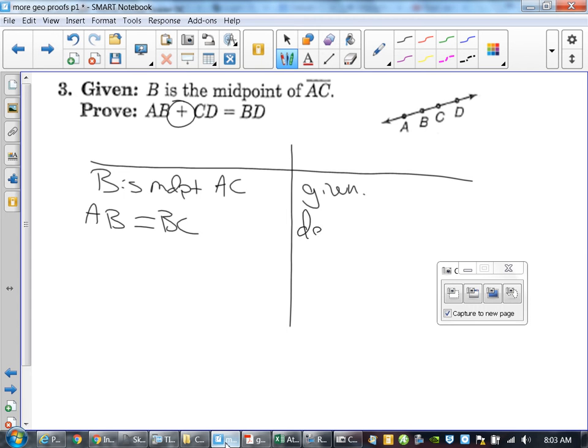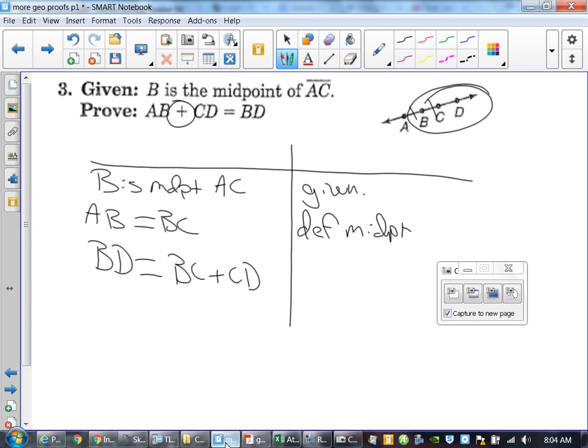Definition of midpoint. AB equals BC. It wants us to talk about something about segment BD. Well, BD, according to our diagram, is made up of what two segments? So BD, according to our diagram, BD is BC plus CD. What's the reason? Very good. Segment addition.